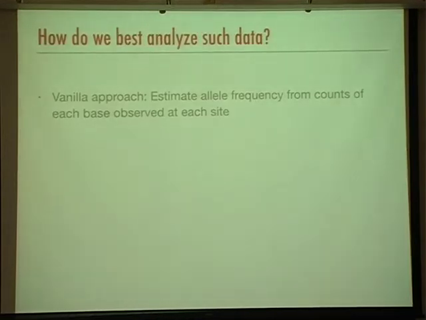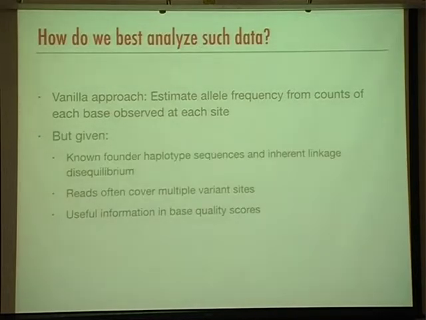Okay, so how do we best analyze this kind of data? You can do a vanilla approach of just taking the stack of reads that you have and counting the bases in the sequences to get an allele frequency for each base at each site. And that's what was used for the plots that I just showed you and in Tom's initial work in this area. But as I was discussing this with him, we recognized that there's a lot more information in here.